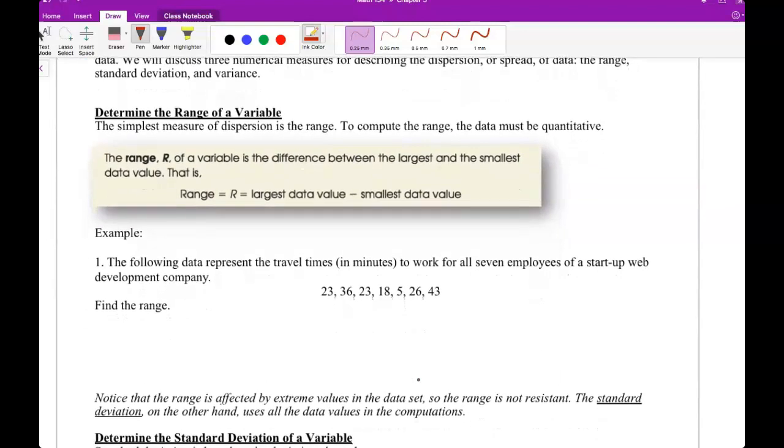Okay, next page. Now, in this part we should determine the range of a variable. How are we going to find that? The range of a variable is the difference between the largest and smallest data value. Finding the difference between these two, showing it with R, the largest data value minus the smallest data value, is the answer for range.